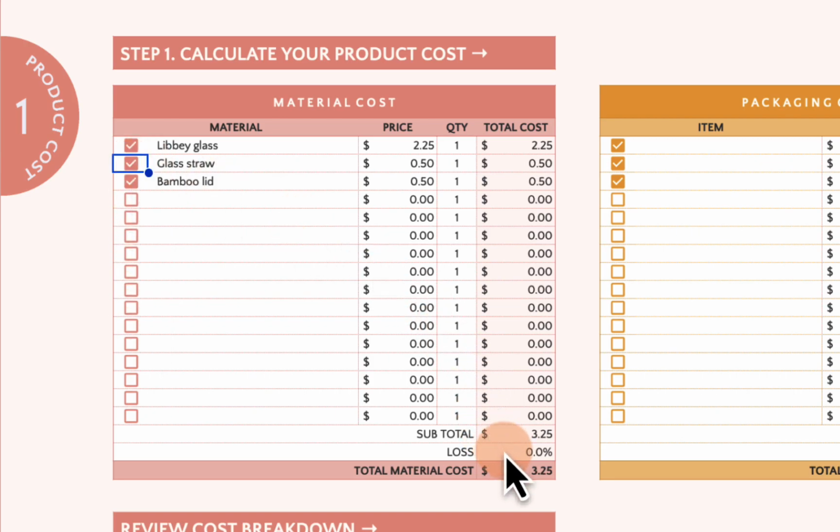It is very important to account for production losses that happen in every industry. I recommend setting this number to 5 to 10%, but you can always leave it at 0.